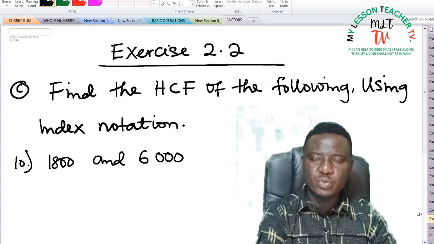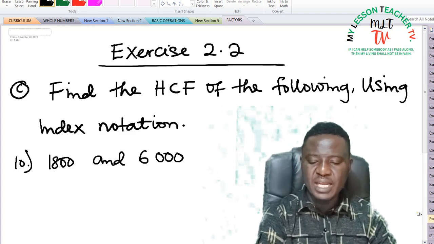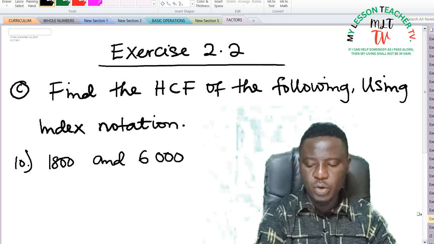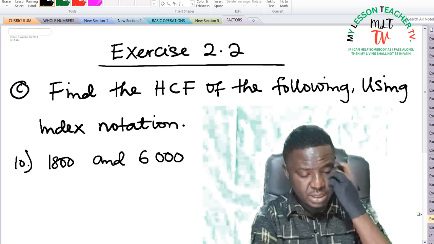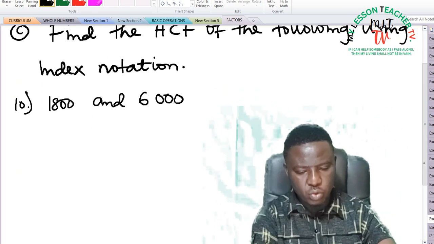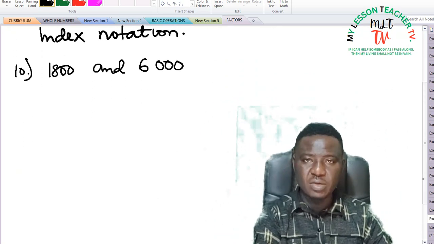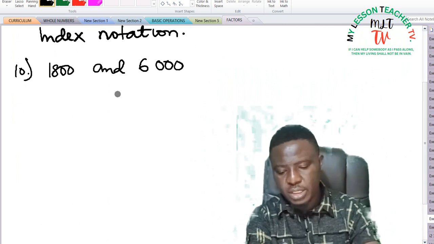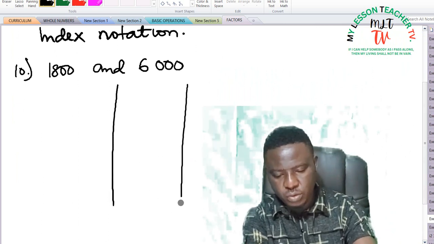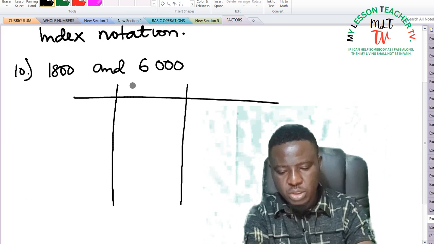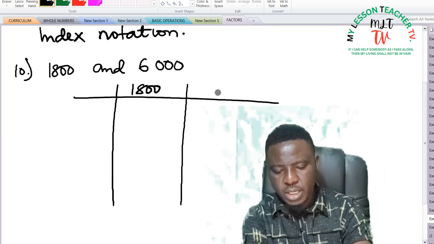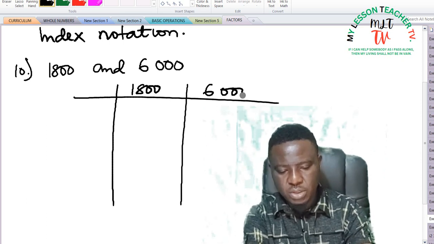In exercise 2.2c, we are asked to find the HCF of the following using index notation. HCF simply means the highest common factor. So we shall divide 1,800 and 6,000 repeatedly using their common factors. So this is 1,800 and 6,000.